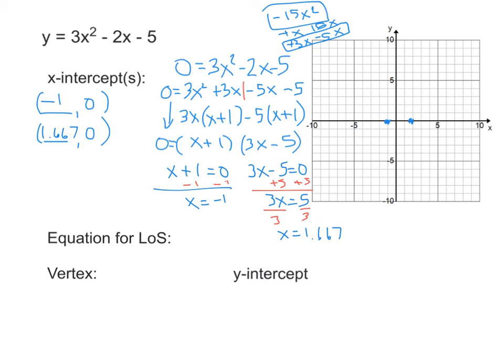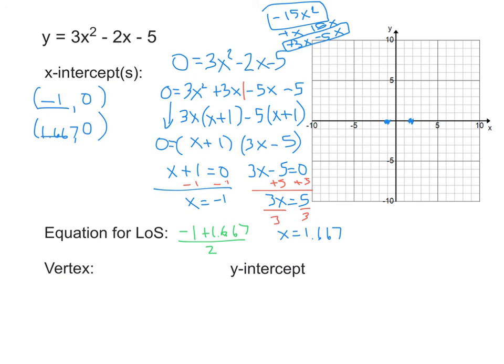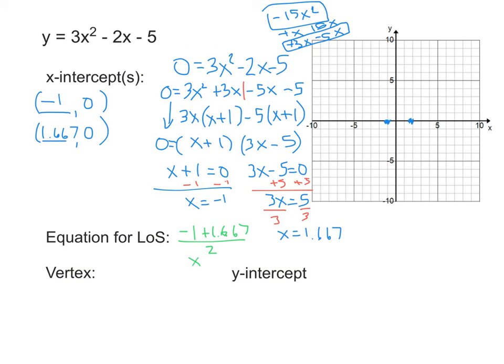All right, so our equation for our line of symmetry. We talked about that in the previous slide, that what we're going to do is add the x-intercepts, and divide by 2, because we're trying to find the middle, or the average, between the two x-intercepts. So when we do that, we get 0.333. So we're going to get x equals 0.333. So there's the equation for our line of symmetry, and we're going to go ahead and draw that in as best we can on this coordinate plane.